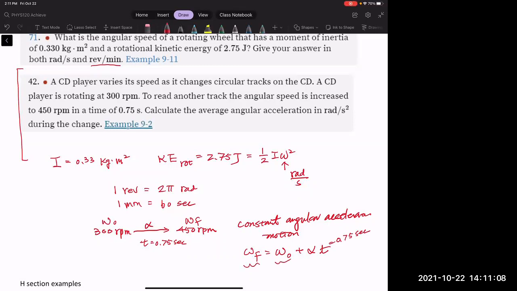But before you do that, you have to convert these two into radian per second. You have to change this one to radian per second, also this one. And then you can find the solution. So this is how you find the solution for this case.